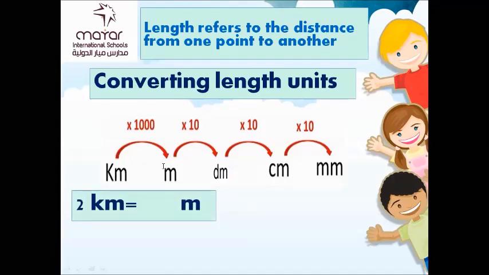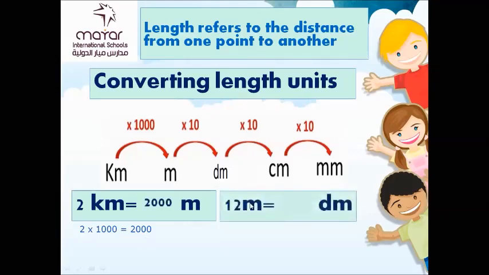From kilometer to meter, we multiply by what? By 1,000. So we ask ourselves, what's the number that we already have? 2 times 1,000 equals 2,000. 2,000 what? 2,000 meters. So 2 kilometers is the same as 2,000 meters. Now, let's try this. From meter to decimeter, what do we have?